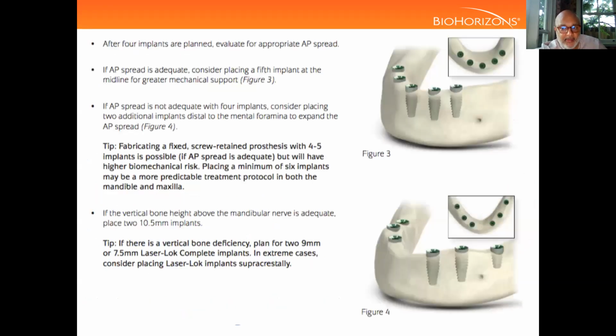Okay, so we discussed AP spread and adding an implant. Again, the reason I brought this slide up and put it back into this is people saying they didn't understand why you placed that implant, why is it so small, etc. That implant is an additional implant.